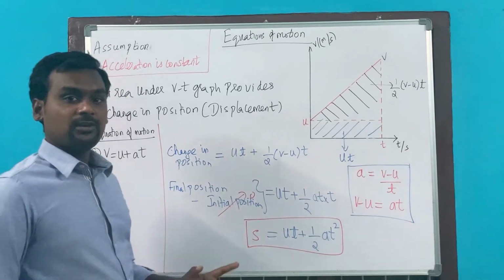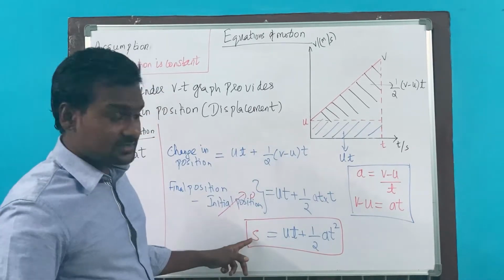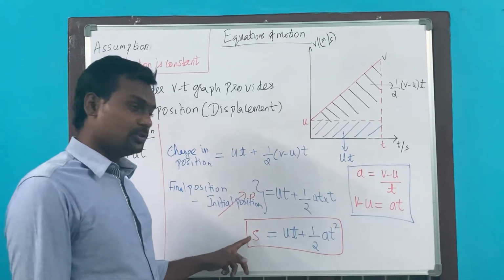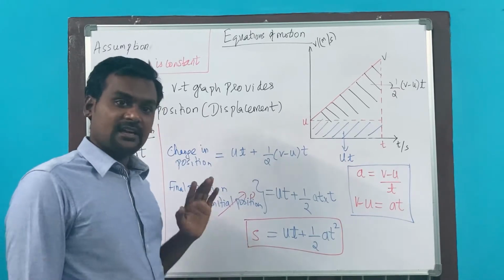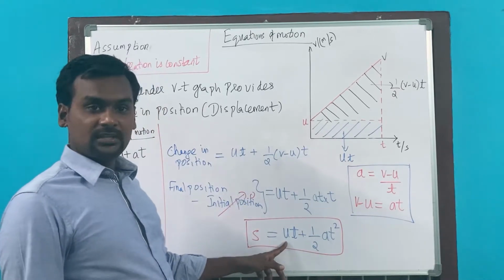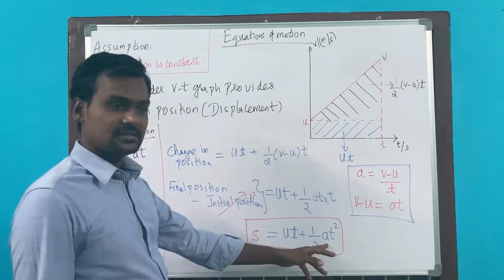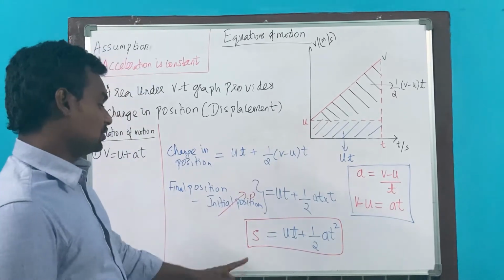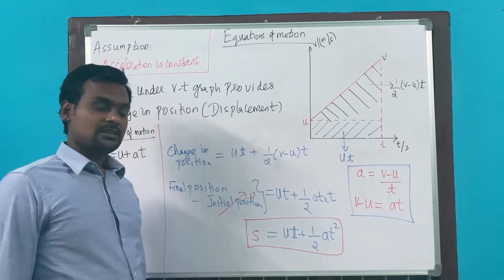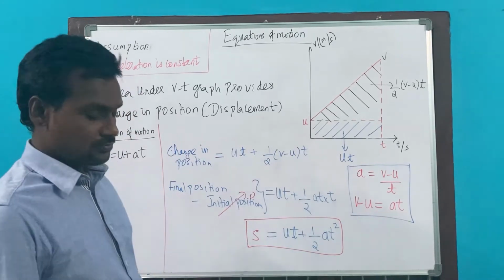Let me quickly explain the terms here. S represents the final position of the object at any instant in time. U is the initial velocity at time t equal to 0, t is an instant in time, A is acceleration, and so on. So this is the second equation of motion.